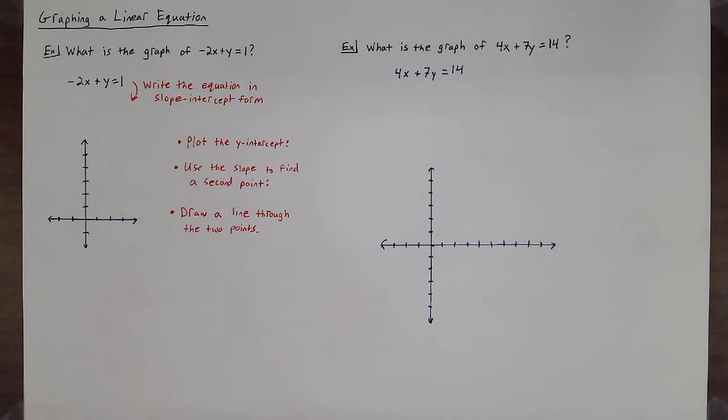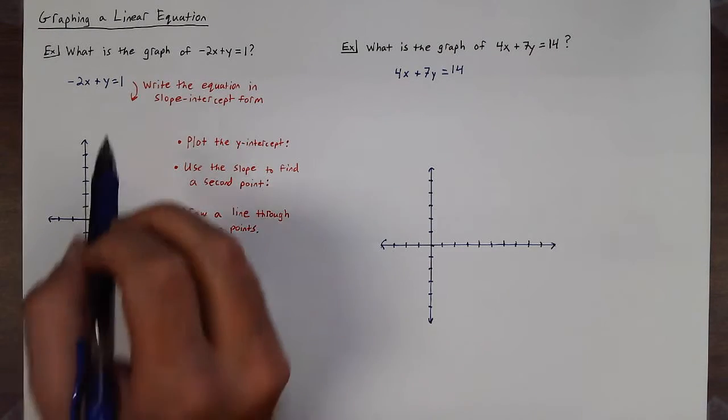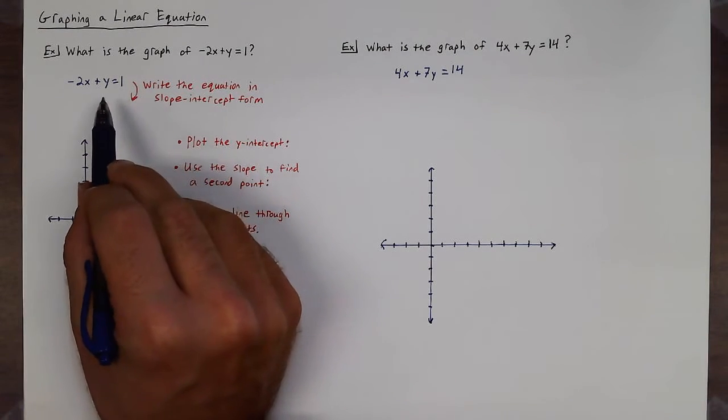In this video, we are going to learn how to graph a linear equation. First example, what is the graph of negative 2x plus y equals 1? This isn't in slope-intercept form yet, so we're going to put it in slope-intercept form. In order to do this, we're going to solve for the y variable.